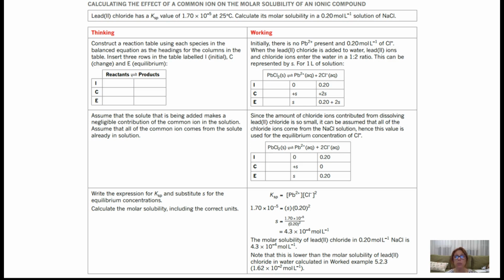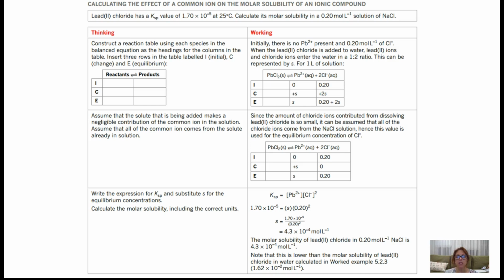So this is when we bring in a little bit of our algebra for those maths fans. Because the amount of chloride ions that I'm adding is fairly small, you can pretty much assume that all those chloride ions are coming from the sodium chloride solution. So mostly that 2S there is going to be fairly insignificant, and we just leave it as 0.2. If you look down the bottom, we write our Ksp. So again, it's the concentration of the lead ions, and then the concentration of the chloride ions. Again, it's squared due to the coefficient in front.